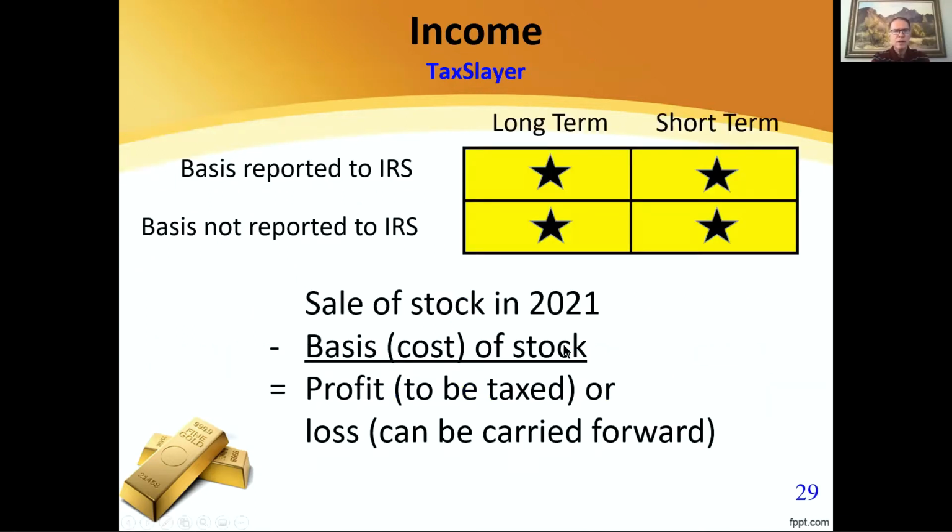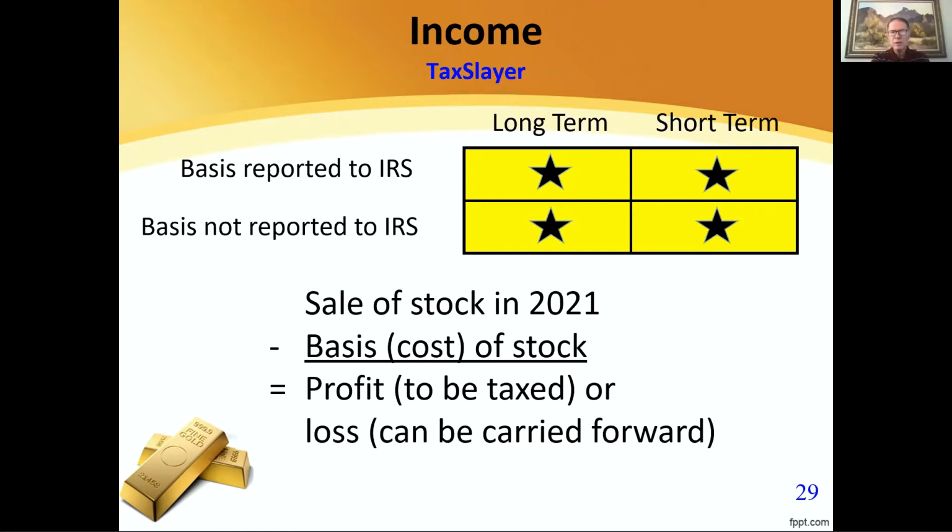Now, there are 4 kinds of sales that we're going to be reporting in TaxSlayer. Long-term with the basis reported to the IRS, and long-term with the basis not reported to the IRS. And short-term with the basis reported to the IRS, and short-term with the basis not reported to the IRS. So the problem here is the client might come in and bring a brokerage statement, and if the brokerage statement has just those 4 kinds as subtotals within it, we can do that.